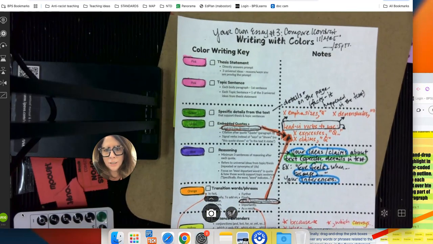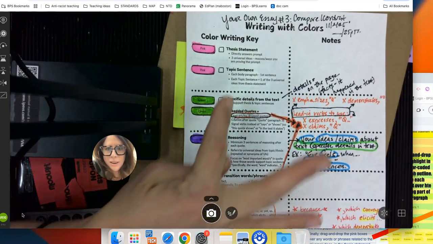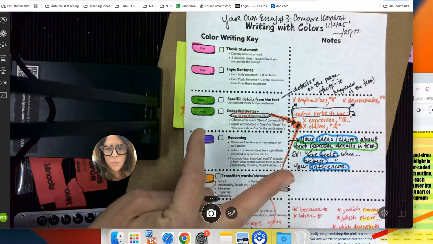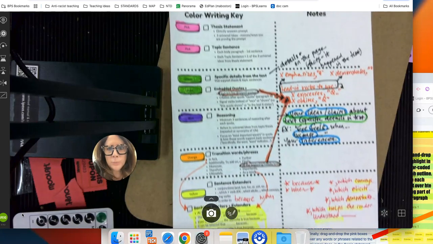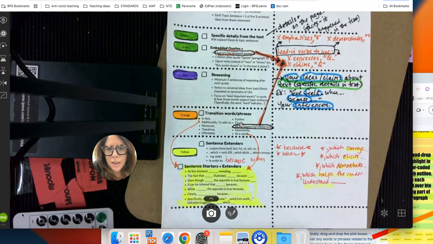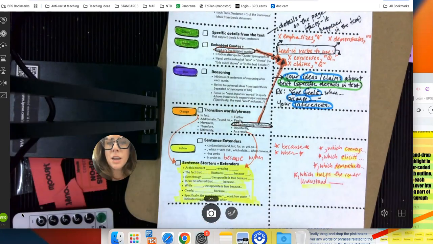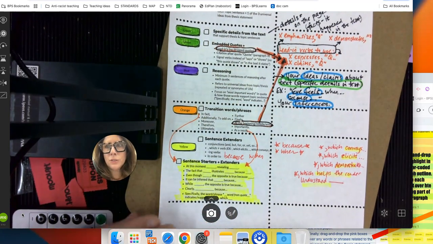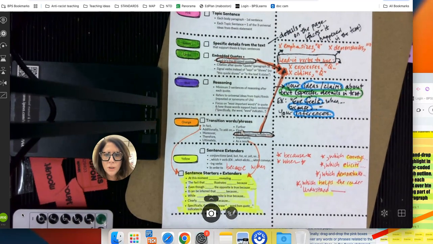So on this writing with colors handout in your notebook, you are going to go down. We've just done the thesis right here. We've done the topic sentence, and now we're going to go to specific details and actual quotes in green. So specific details really prove that you've read the story, and then of course each body paragraph needs 2 quotes under 10 words for your evidence. This is really important that you have these notes here, right here, and then also up here and here. So if you could just take a moment to pause and screenshot this and put it into your version of this handout in your notebook.